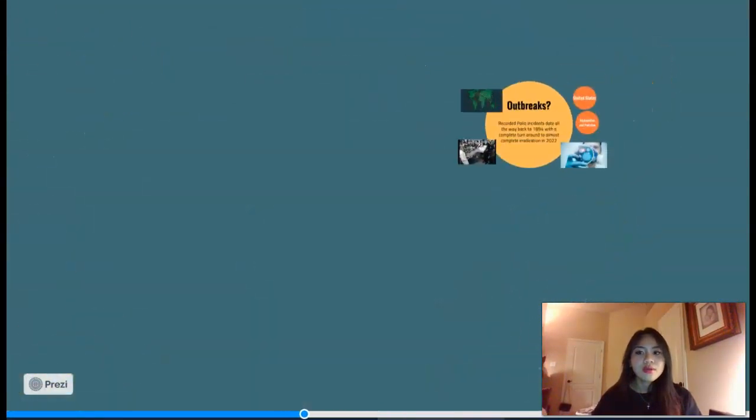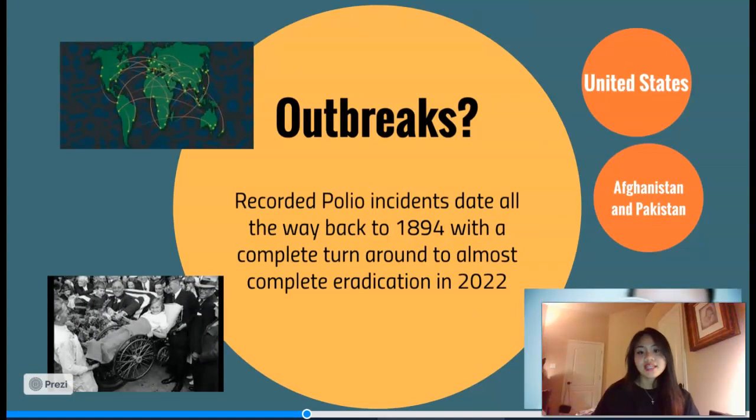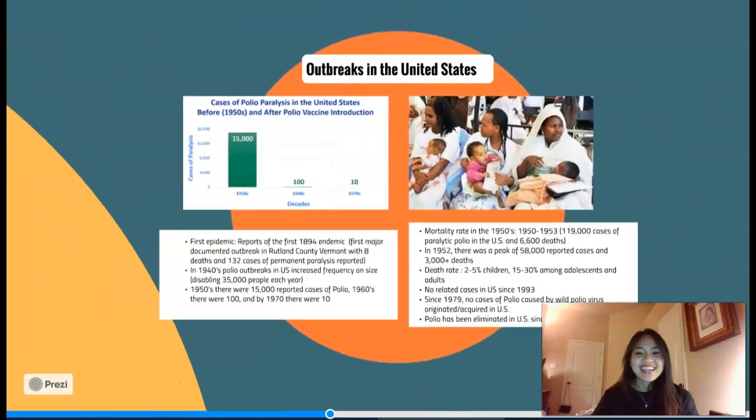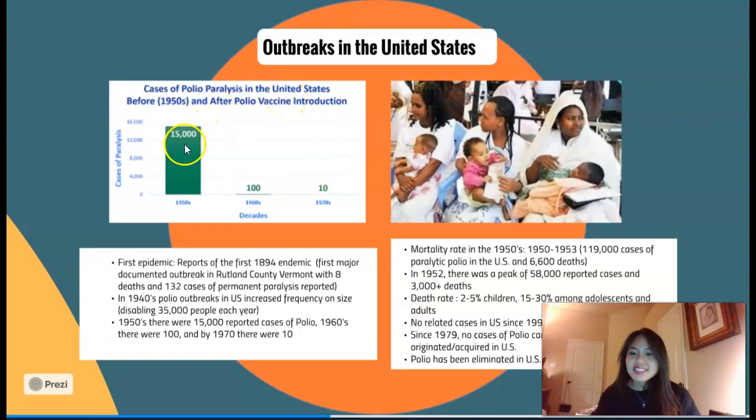And so now we have outbreaks. The first incident occurred in 1894, and then to now, where we are almost at complete eradication. In the United States, we can see in this graph that in the 1950s, there was a great amount of cases of paralysis in people who have polio. In 1952, actually, there was a peak of 58,000 reported cases with 3,000 plus deaths. And then you can see by the 1960s and 1970s, through these next couple decades, the amount of cases of paralysis and polio decreased significantly.